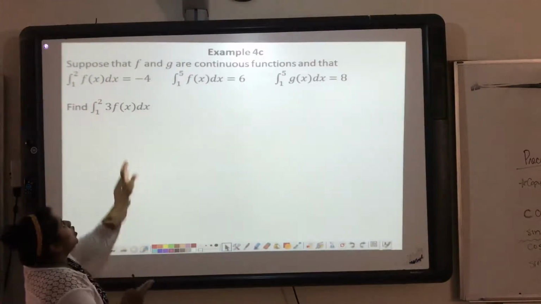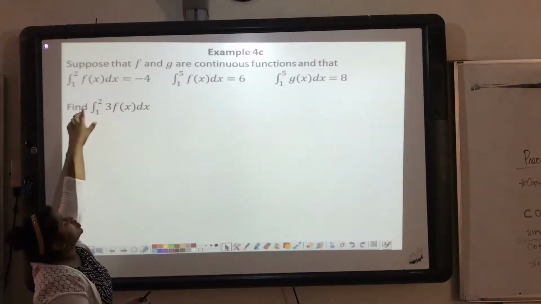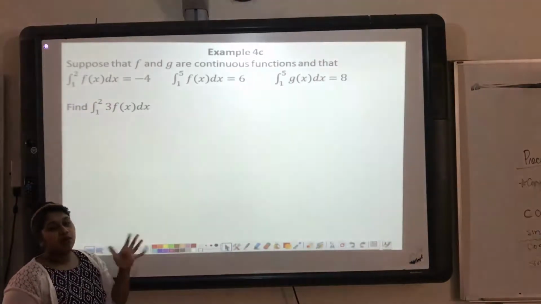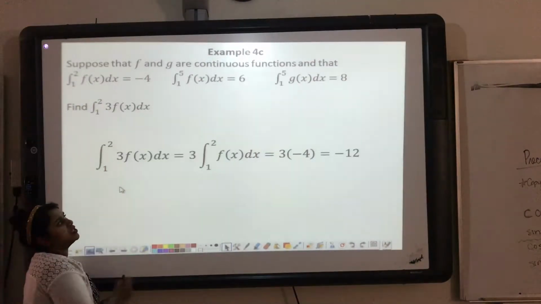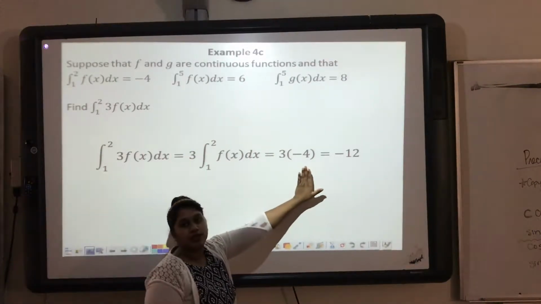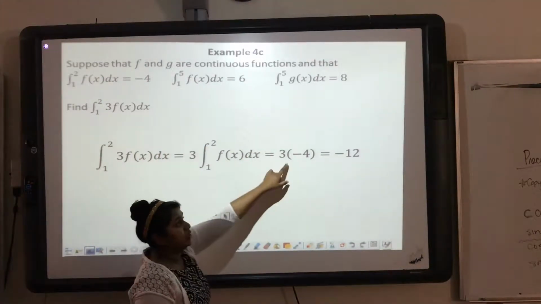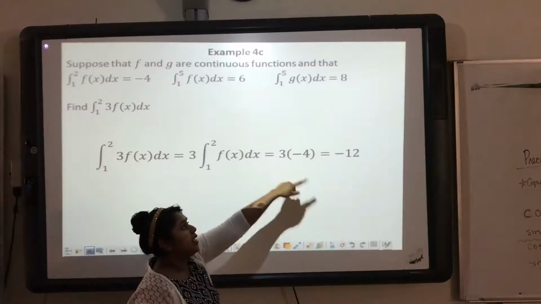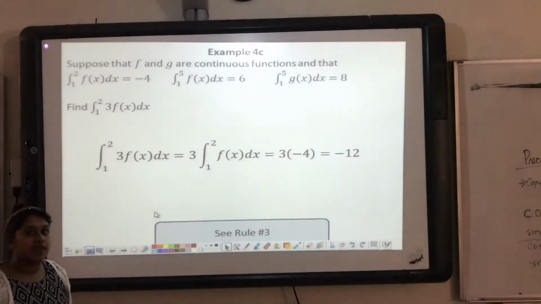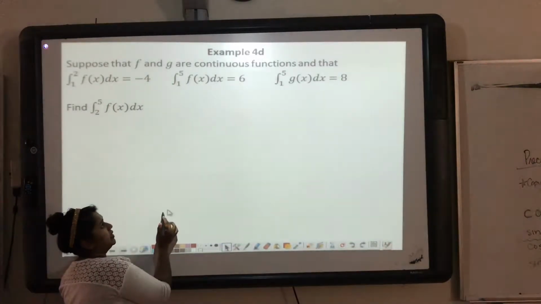Okay, what happens when I'm still going from 1 to 2? Okay, cool, but what happens when I put this 3 in my function? So what were we given? We were given the definite integral from 1 to 2 of f of x, but what happens with that 3? Well, you guys have seen this with derivatives. We can pull the 3 outside and bring it back in when we solve our integral. So we know the definite integral from 1 to 2 is -4, so I just bring that 3 to it, and it becomes -12. This is the constant multiple rule, rule number 3 on that packet. You have seen this with derivatives, so this one you should recognize.